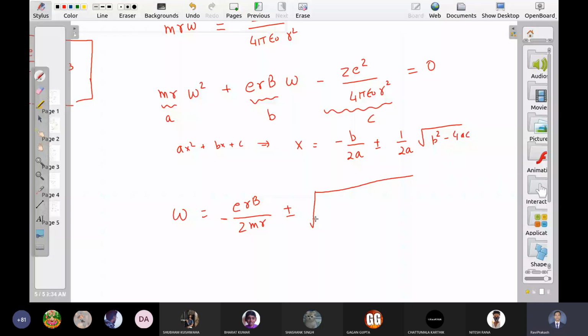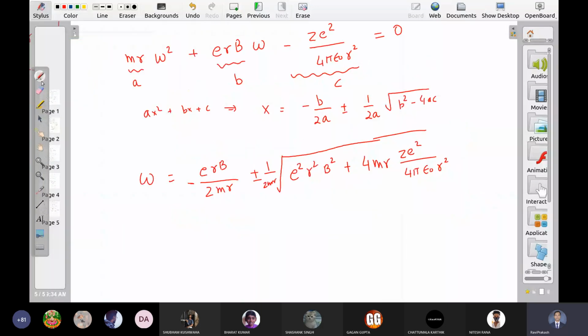B square means this, minus 4, a means m, c means this quantity with minus sign, so we have Ze square upon 4 pi epsilon naught r square. That's a very complicated thing, but let me still solve it further. Omega is equal to minus, this cancels, eB upon 2m.